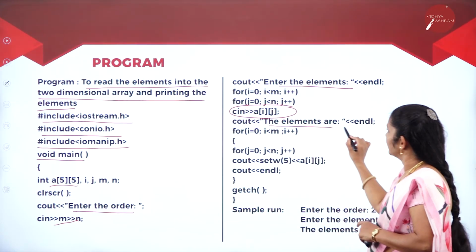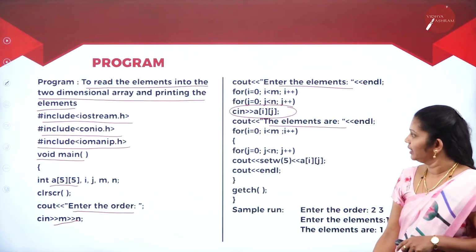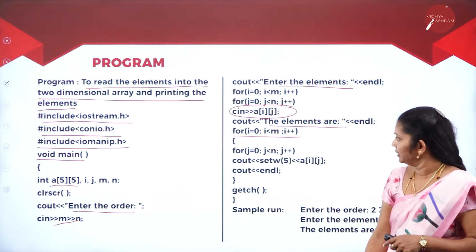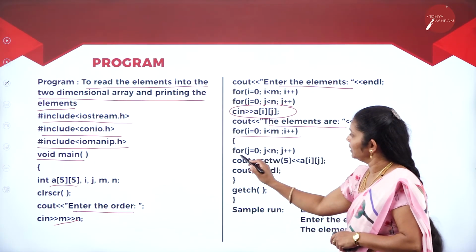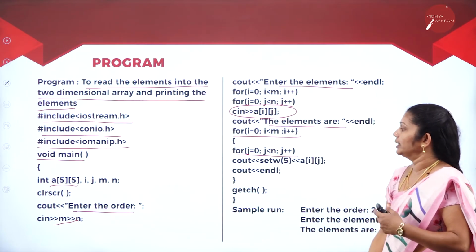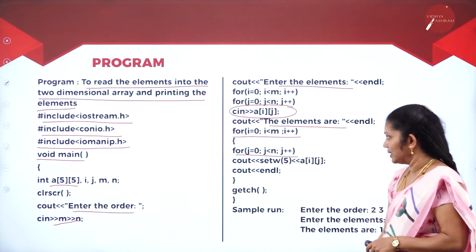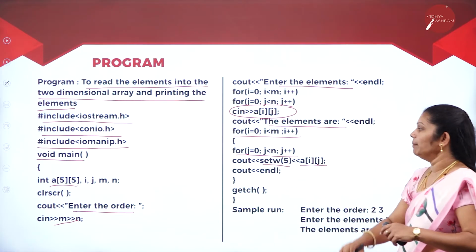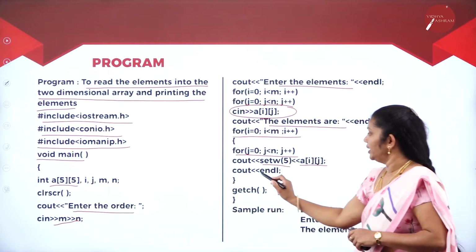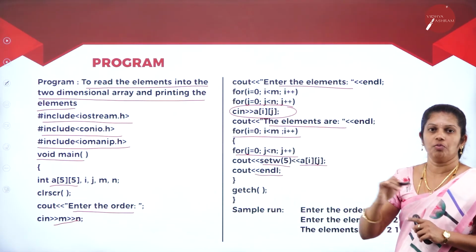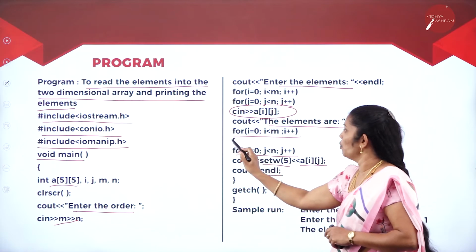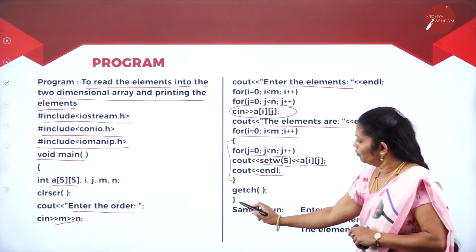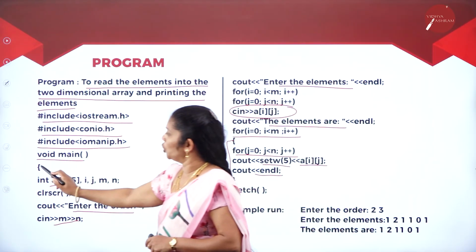Then once again, the elements have to be printed. That's why one for loop will be taken, that is for i equals 0, i less than m, i plus plus. Then an inner loop, for j equals 0, j less than n, j plus plus. In between we will leave 5 spaces and then print the array elements. After the first row, it has to move to the next line. Here we close the for loop. Then finally getch, and afterwards we close the main program which we opened here.